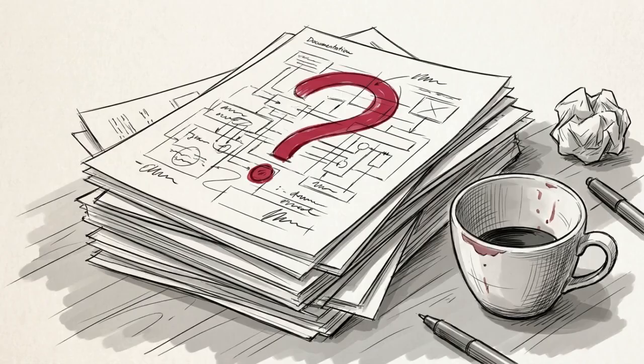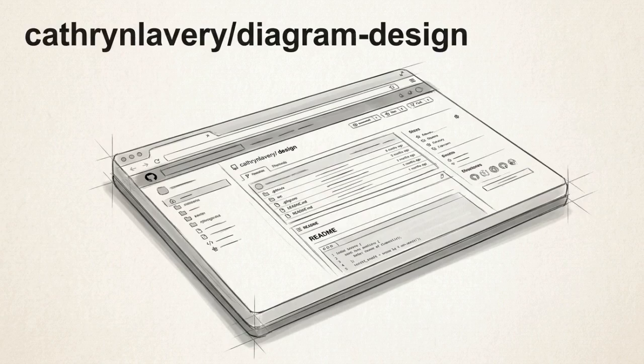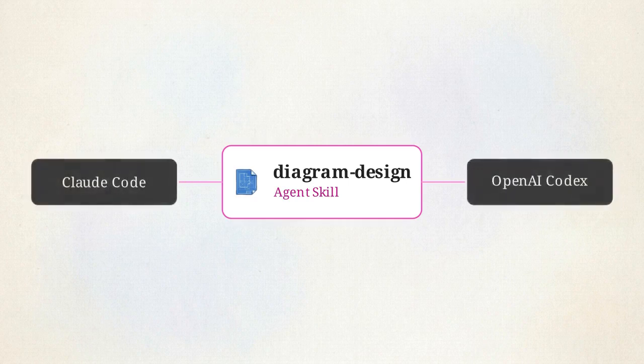Usually, you have to choose between publishing confusing documentation or spending 30 minutes manually aligning nodes and fixing connector routing in a vector program like Figma. That friction is why Catherine Lavery built Diagram.design. It's an open-source agent skill for assistants like Claude Code and OpenAI Codex.